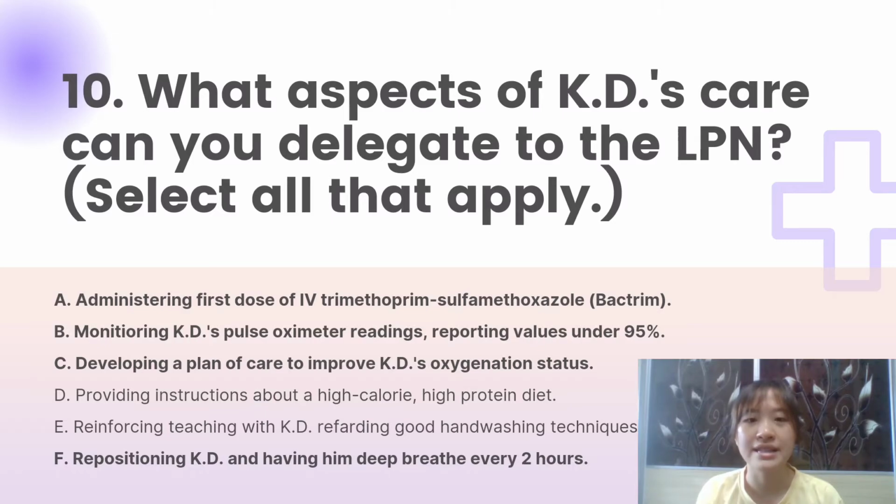Next, what aspects of KD's care can you delegate to the LPN? These include 4 aspects, which are A. Administering first dose of intravenous trimethoprim sulfamethoxazole, Bactrim. B. Monitoring KD's pulse oximeter readings and reporting the values when they were under 95%. C. Developing a plan of care to improve KD's oxygenation status.